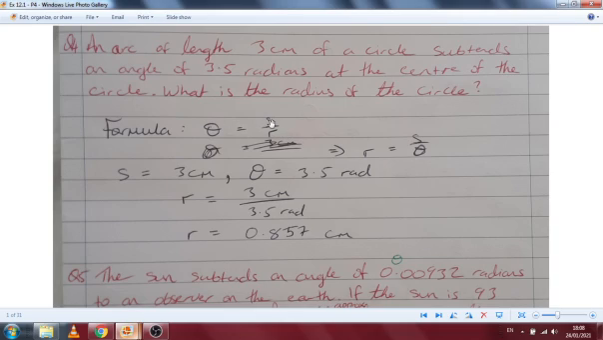So you cross multiply, so S is equal to R theta as before, and then theta equals S over R. Sorry, R is equal to S over theta. So we know our information. S is 3 centimeters, theta is 3.5 radians. We have our formula, so we just substitute in, and then we can find our radius of 0.857 centimeters, because that's what our unit is for length.